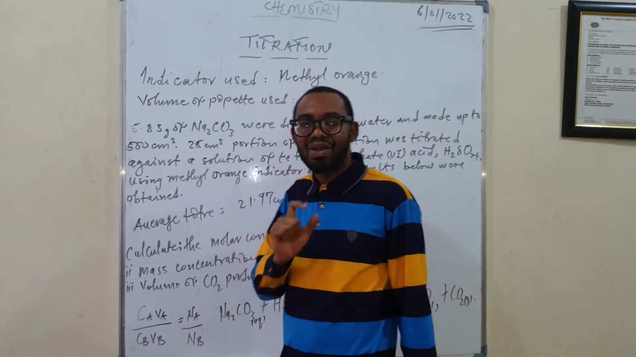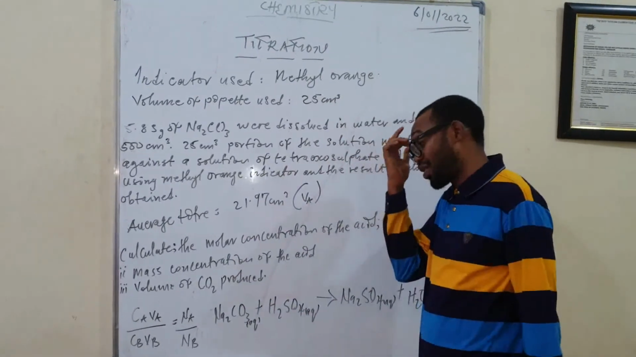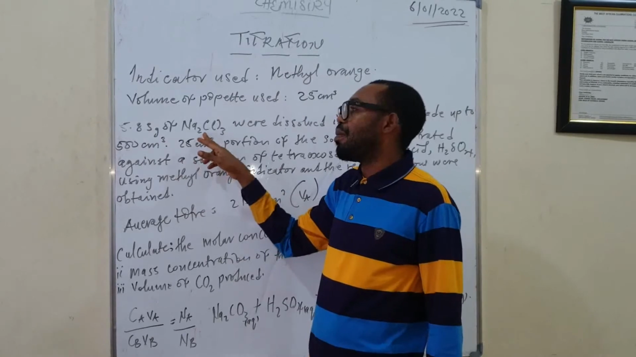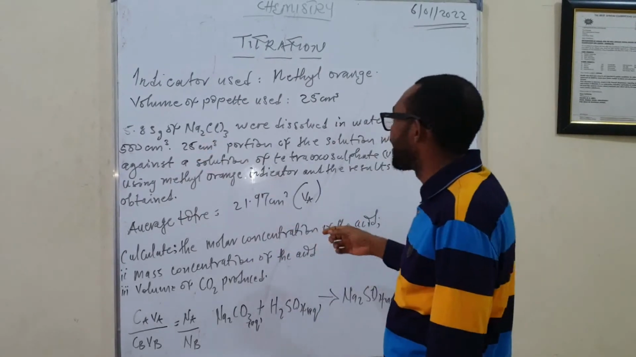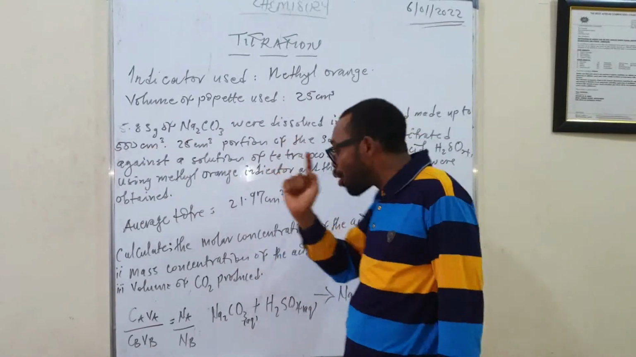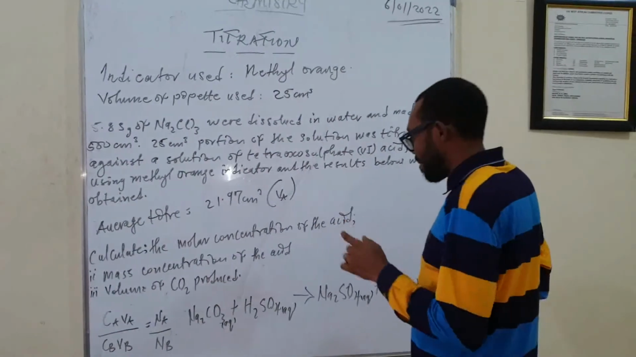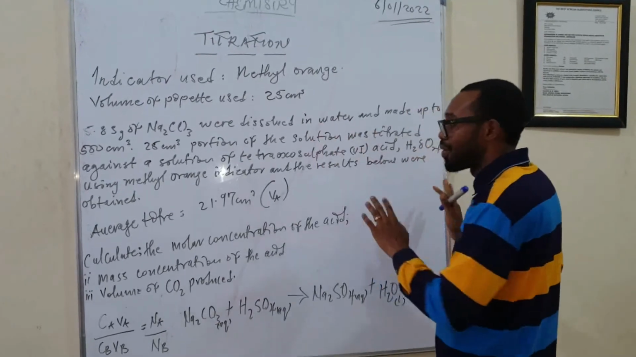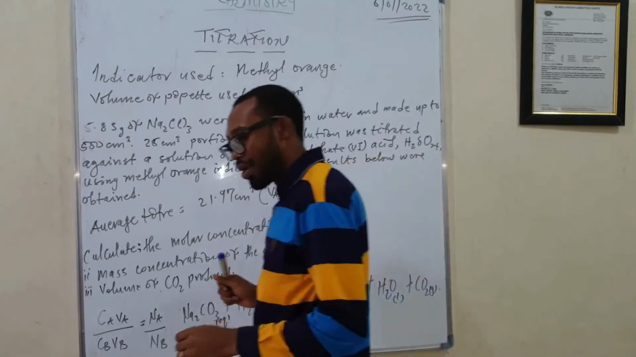Now, how do you find the concentration of the base? If you go back to the question, you discover that you have been given the mass of the base that was dissolved to prepare the solution, and the volume has also been given. Maybe I should rub off some parts of the board now that you have taken the question down, so that we flow.